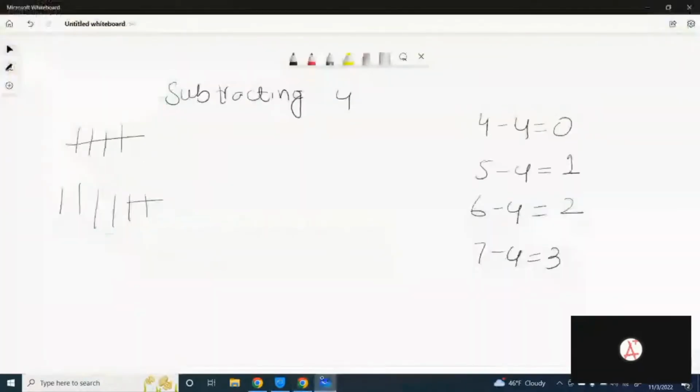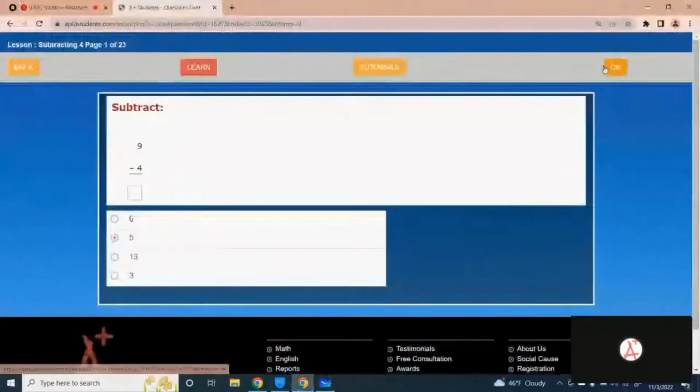1, 2, 3, 4, 5, 6, 7, 8, 9. Now take away 4. Count the leftover lines. So 9 take away 4 is 5. Got it? So 9 take away 4 equals 5. So just select the correct option and click on the OK button.